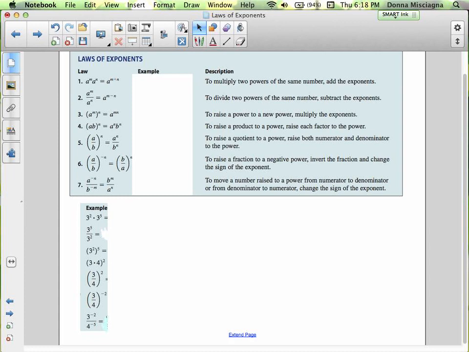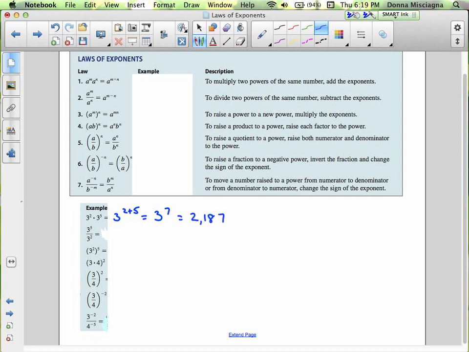If we multiply like bases raised to a power, we simply add the exponents, and I'll show you why as well. So 3 squared times 3 to the 5th power is the same as 3 to the 2 plus 5 power, right, which is the same as 3 to the 7th power. All right. So 3 to the 7th power is going to be 2,187.